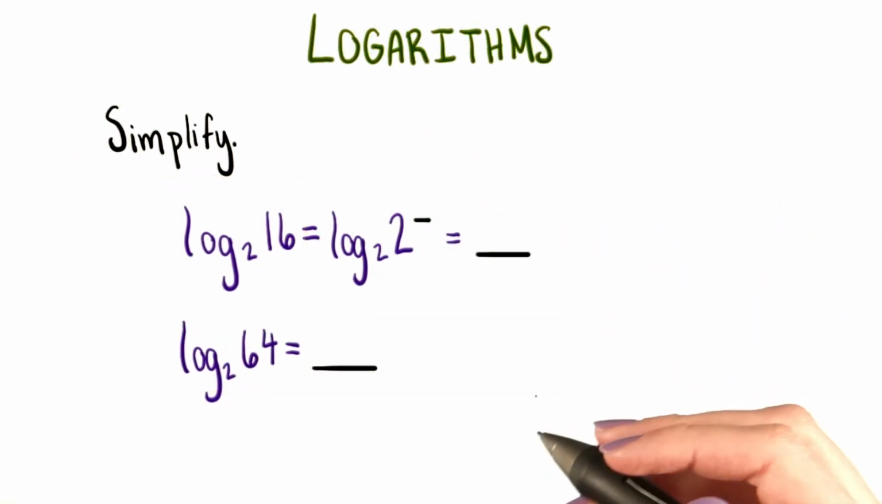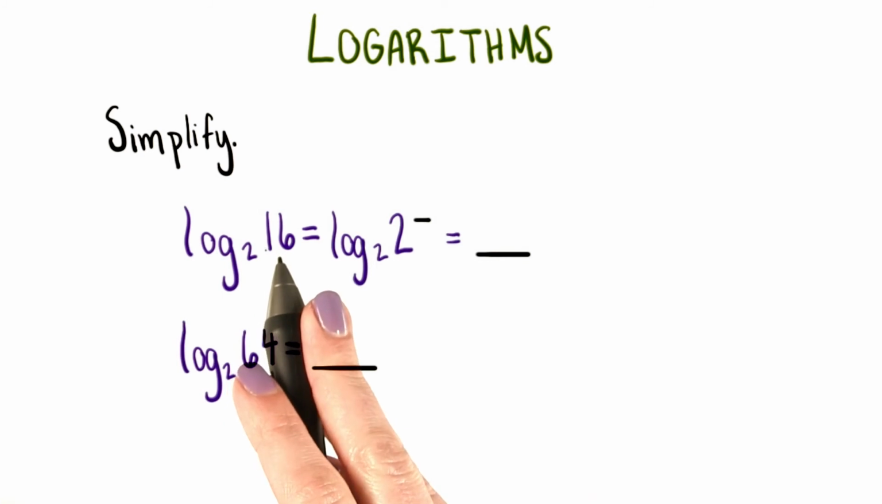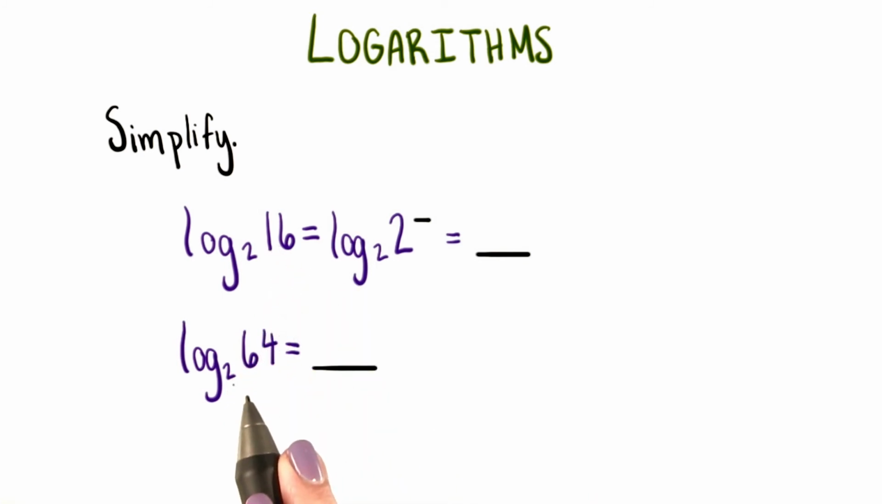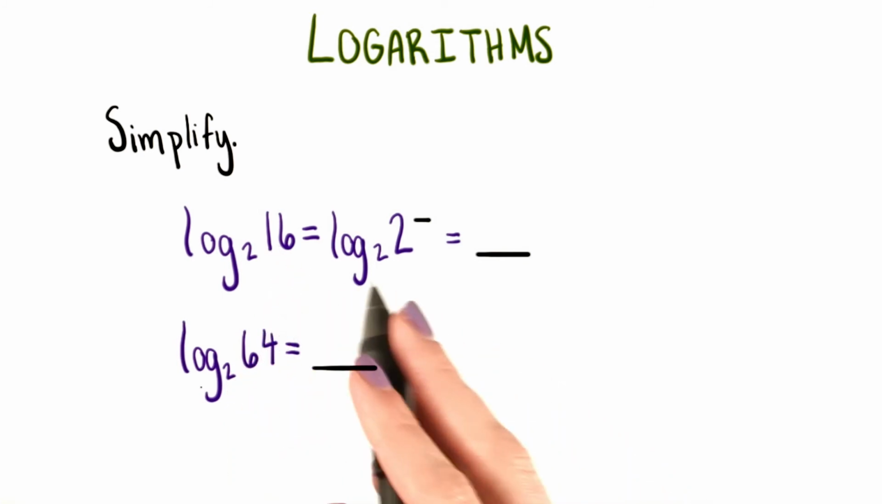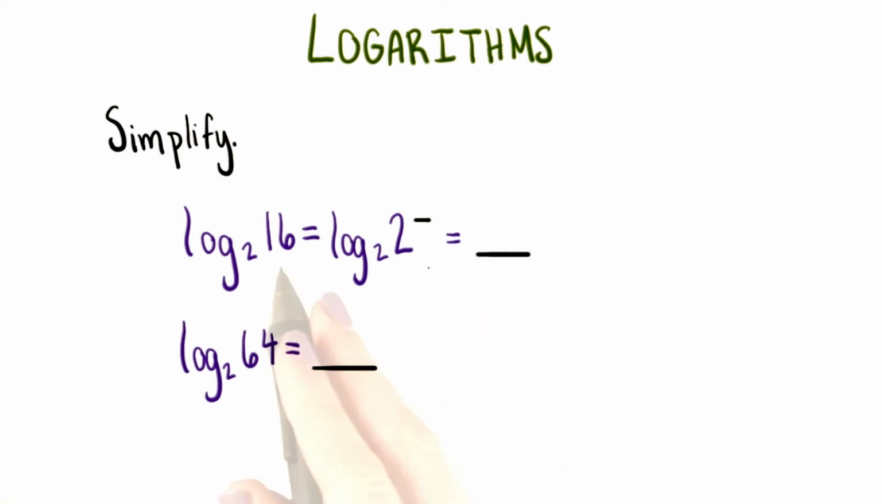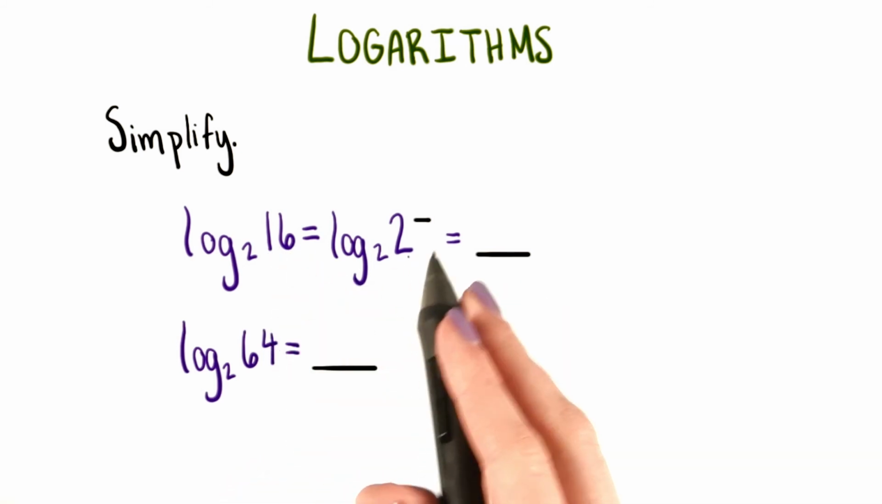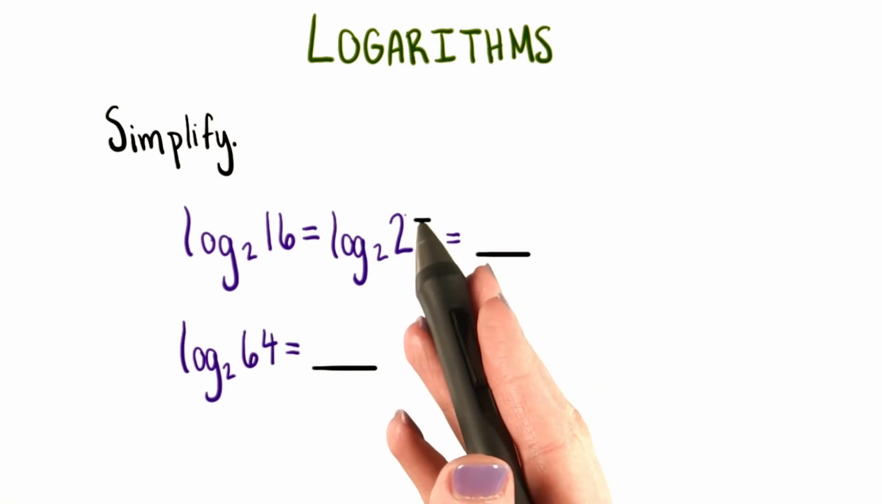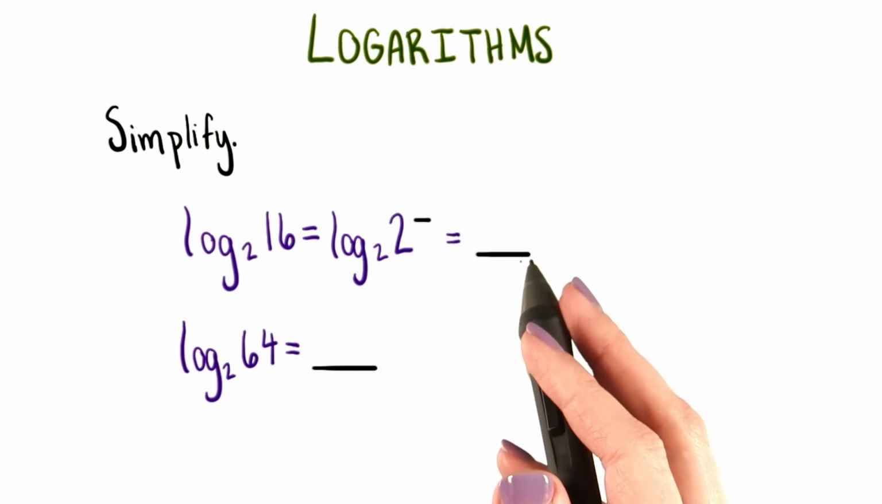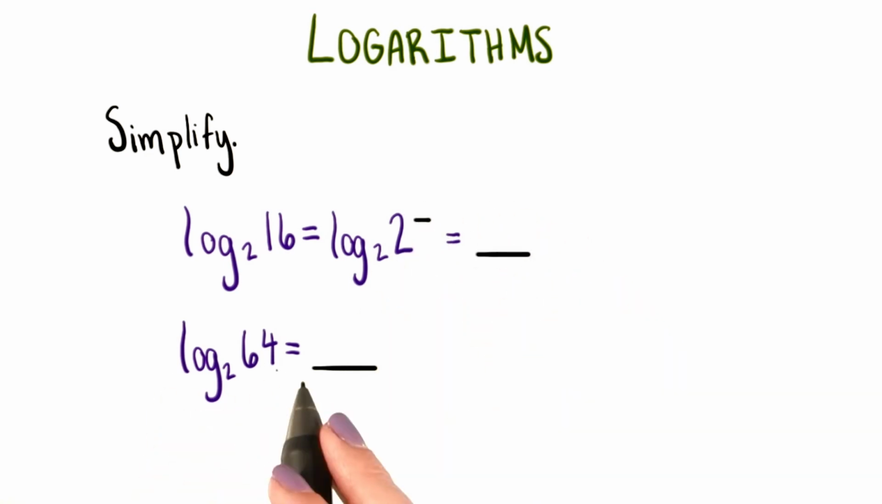So here's a couple for you to try on your own. What is log base 2 of 16? And what is log base 2 of 64? Giving you a little hint for how to think about these, try to rewrite 16 as 2 to some power. What power belongs here? And then how does that affect what number goes over here? Maybe you can think about this one in the same way.